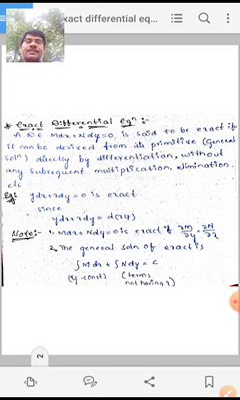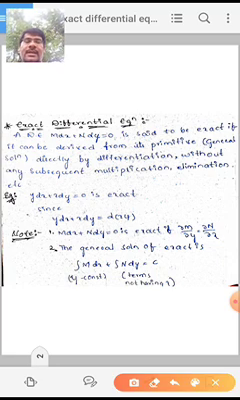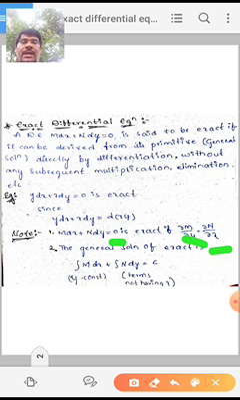Suppose the given first order differential equation is M dx plus N dy is equal to 0. To check whether it is exact or not, we say it is exact if dou M by dou y is equal to dou N by dou x. If this condition is satisfied, the given differential equation is an exact differential equation.